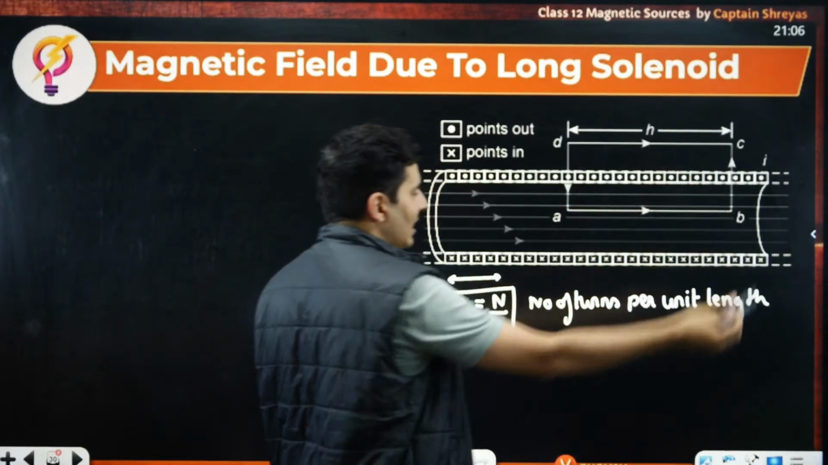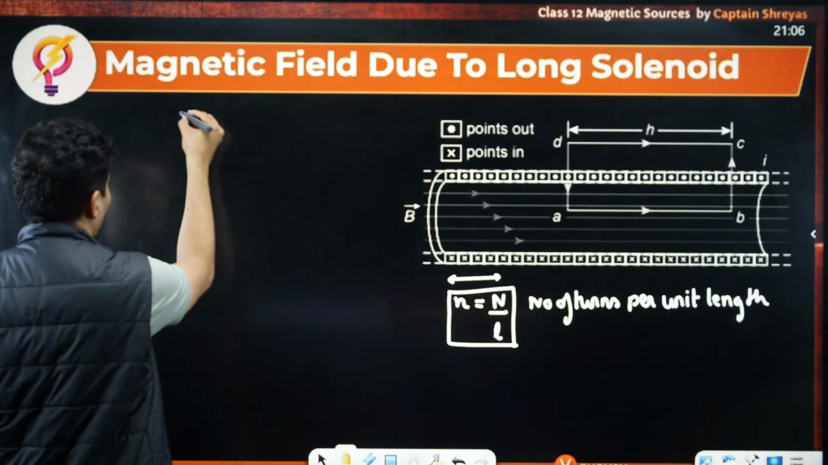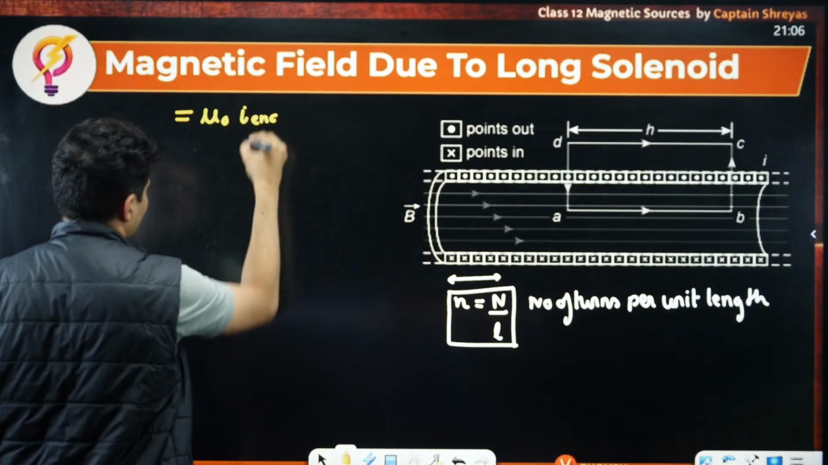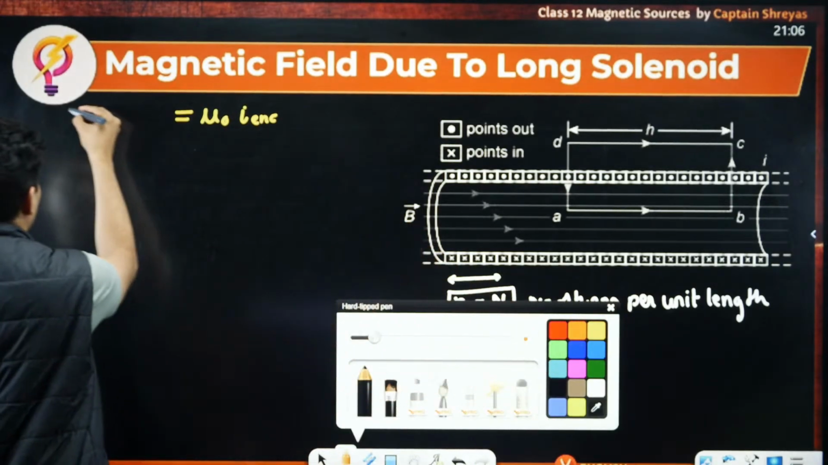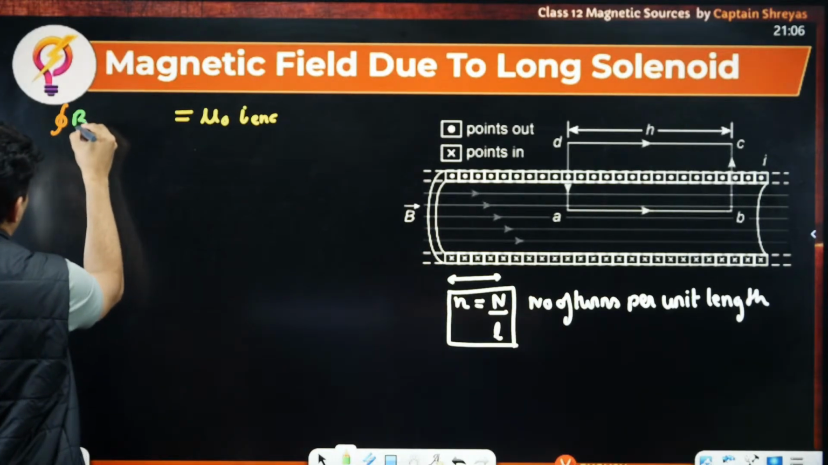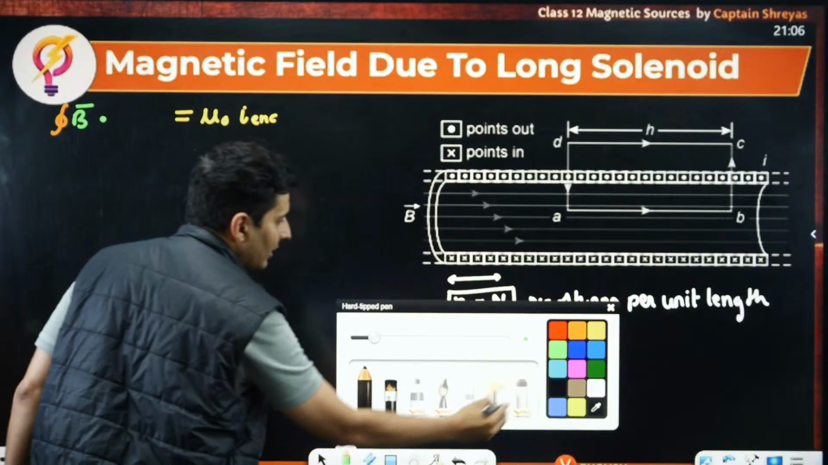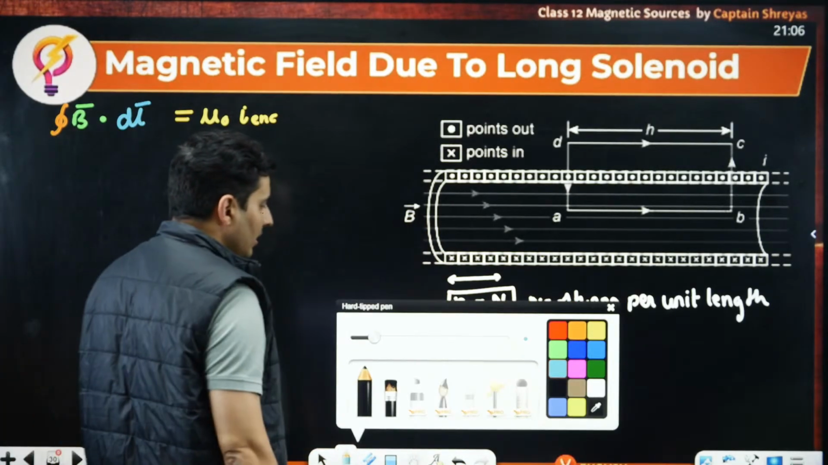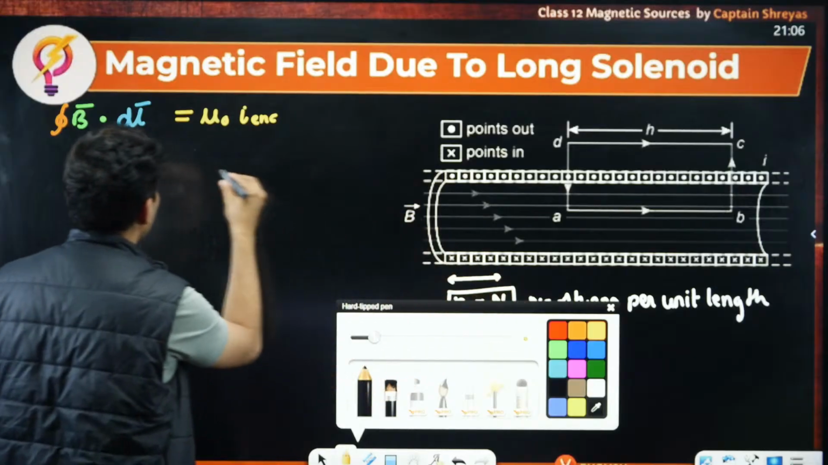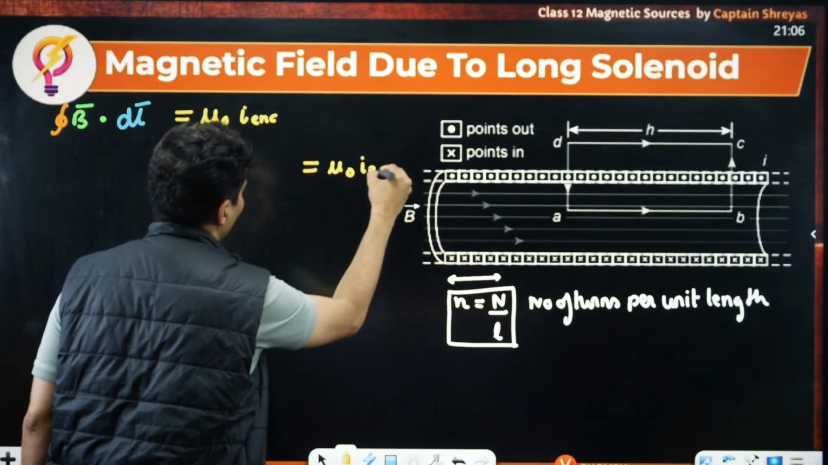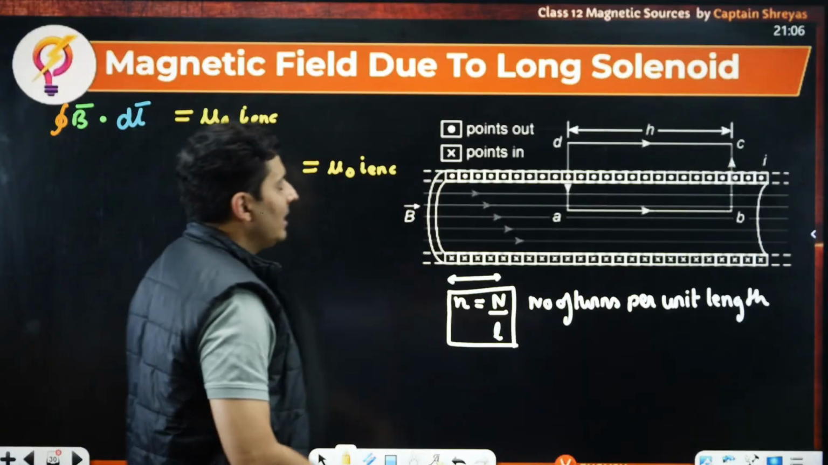Now again, start off with Ampere's law. Mu naught into I enclosed is there over here. We have our cyclic integration. We also have our magnetic field, and we have to do the dot product with the length vector. So let's see what exactly will happen now. I will be breaking it into many paths.